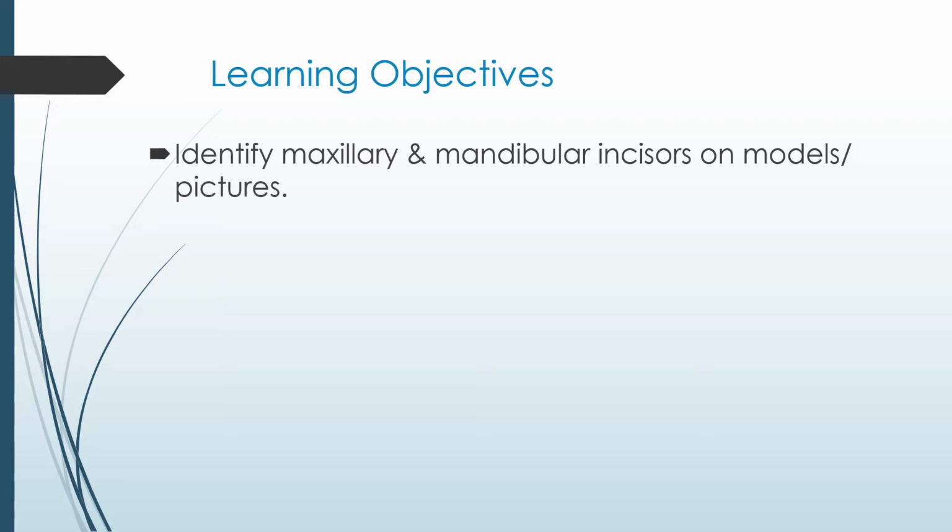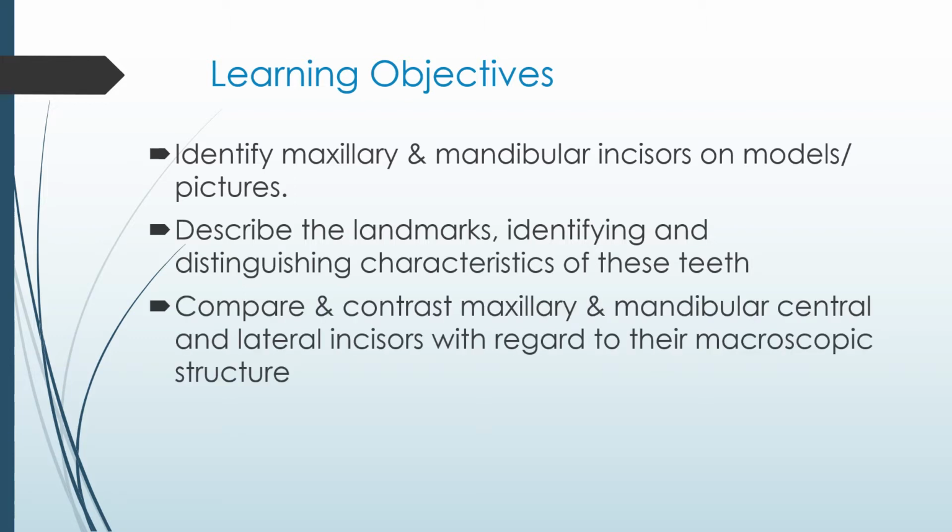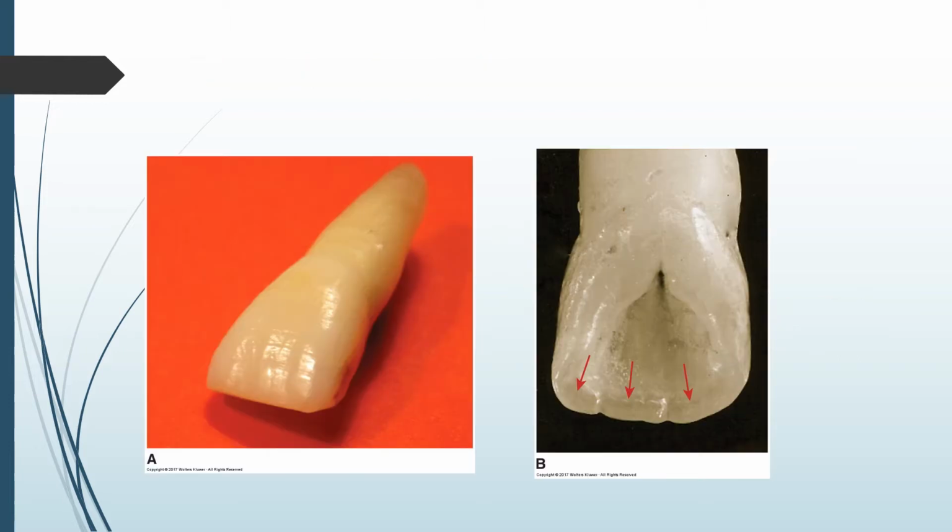So the learning objectives of this video are that we will be identifying the maxillary and mandibular incisors on pictures, and based on what we have been discussing, you can identify the same features on models. Secondly, we'll be looking at the anatomical landmarks, and most importantly, we'll be looking at the identifying and distinguishing characteristics of these teeth, by which we can compare and contrast not only mandibular incisors with maxillary incisors, but also with other teeth.